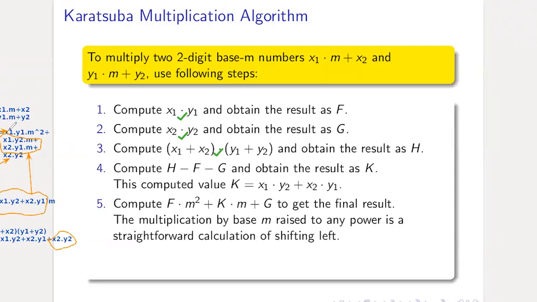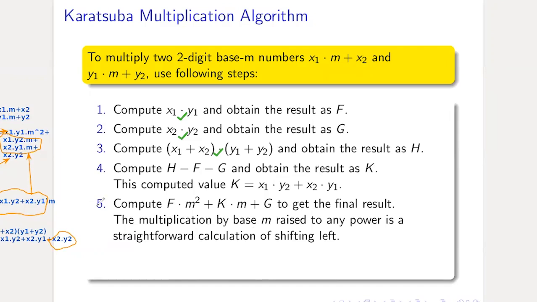So the full computation where we need the values h, f, g, and k, we are able to obtain that using only 3 multiplications rather than the classic computation which requires 4 multiplications.